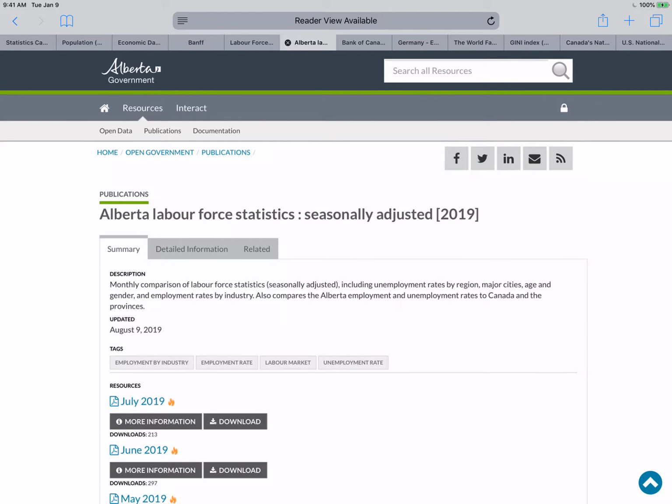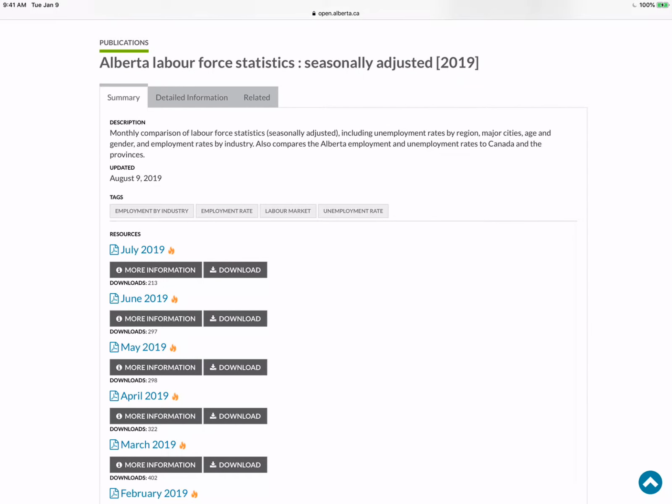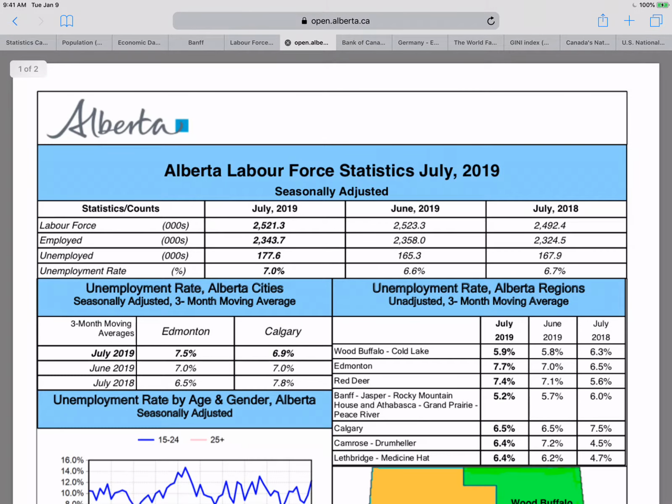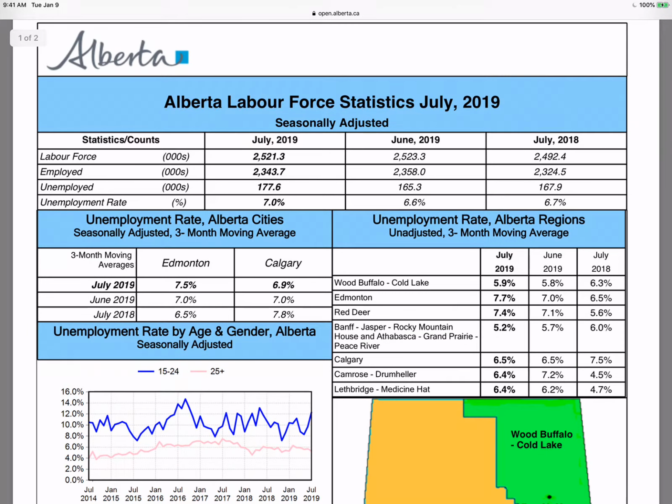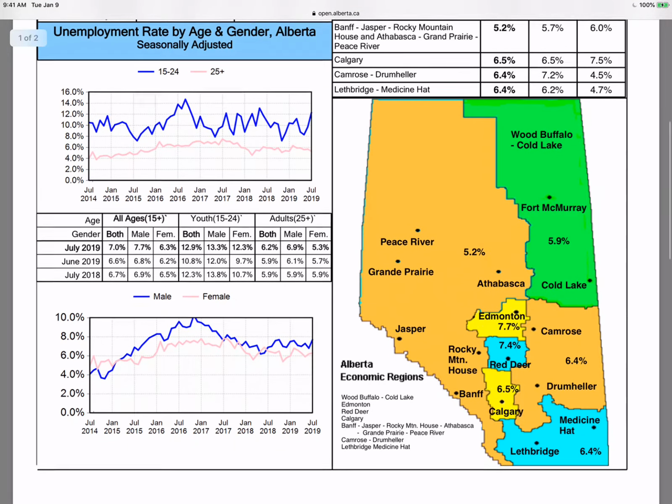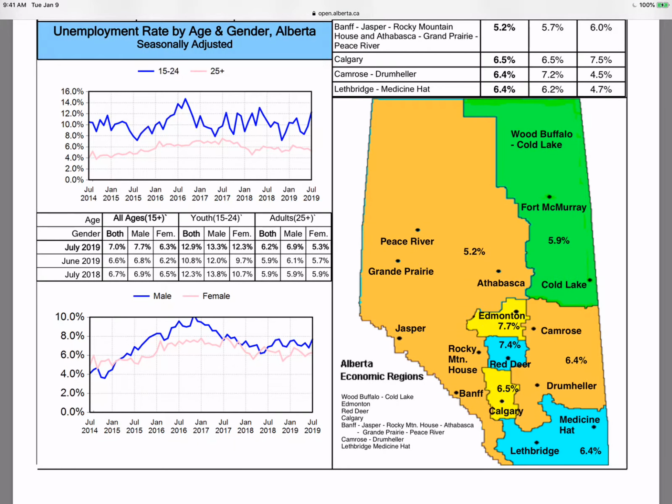And every month, a document is released. And it is a nice visual of what is happening in the labor market in Alberta. So we can look at the unemployment rate by town. We can look at it by gender. We can look at what's been happening over time. So we can see, for example, from a map, and the colors don't indicate the amount of unemployment, they just indicate zones, but you can see the different unemployment rates. So we can start to look for what areas of the province have higher or lower unemployment rates.